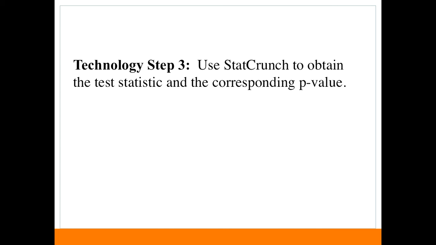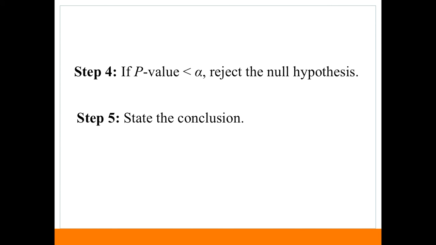Or you can use technology to obtain the test statistic and the corresponding p-value. And I'm going to show you how to do this in StatCrunch because it's particularly nasty to do by hand, so I wouldn't really recommend it. Now, if the p-value is less than alpha, you reject your null hypothesis, and then you go ahead and state a conclusion. These are the same steps as they were in the previous chapter.